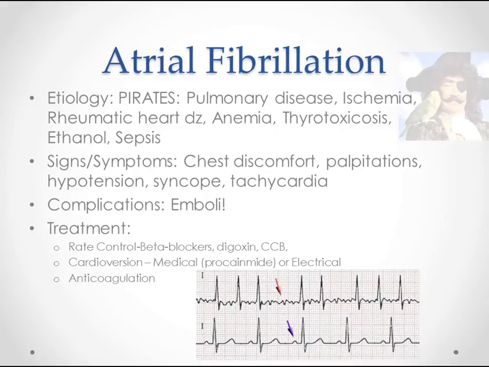So AFib. When I think of the causes for AFib, it's easy for me to remember because I happen to be extremely frightened by pirates. So pirates make my heart shake. And so pulmonary disease, ischemia, rheumatic heart disease, anemia, thyrotoxicosis, ethanol, and sepsis. That spells PIRATES, and those are some of the causes of AFib.